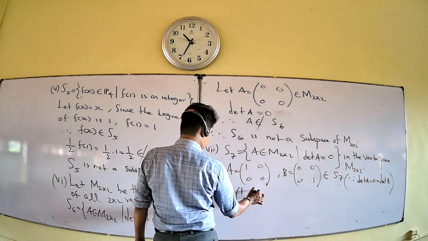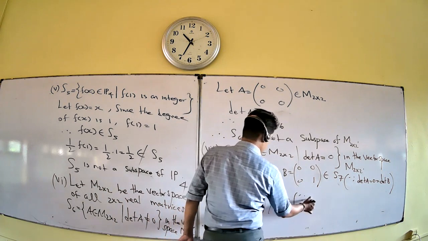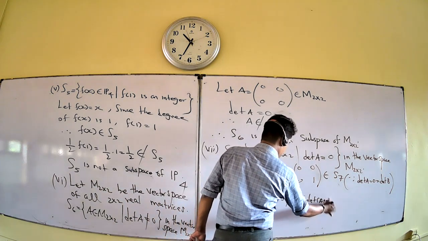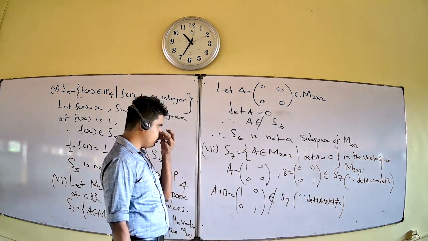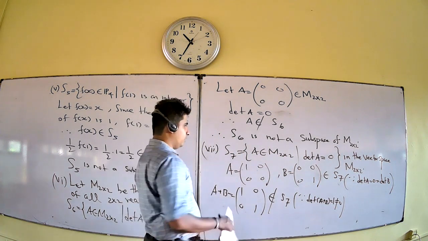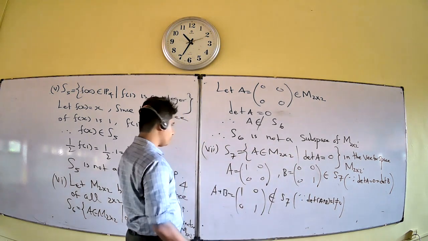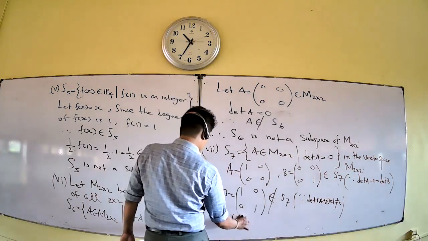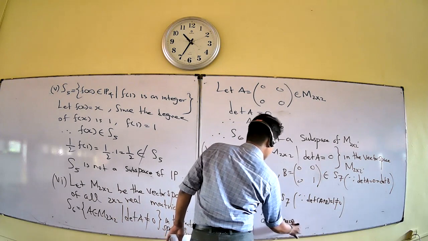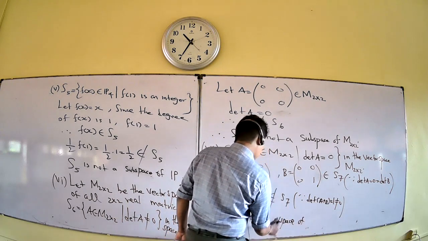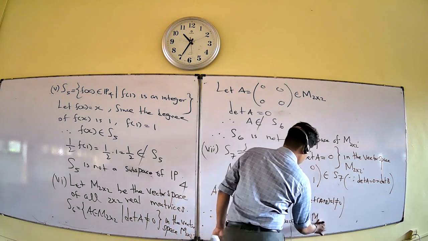A plus B is 1 0 0 1. This does not belong to S7 because the determinant of A plus B is 1, not equal to 0. If it were 0, it would belong to S7, but it is not. Therefore, this is not an element of S7. Therefore, S7 is not a subspace of M2 cross 2.